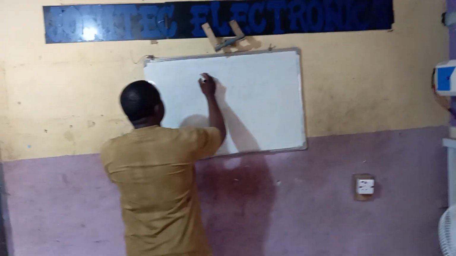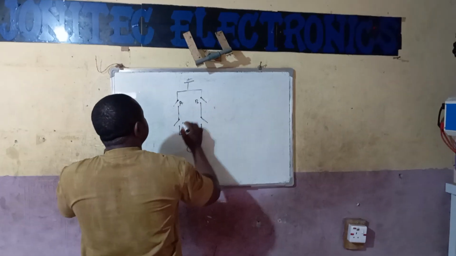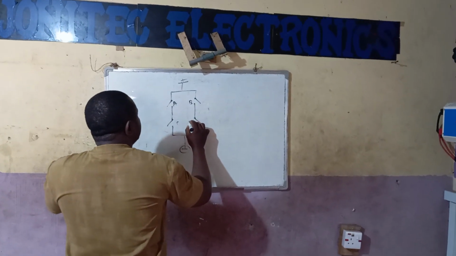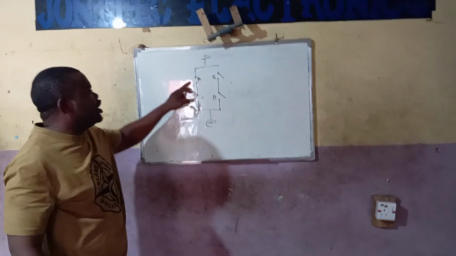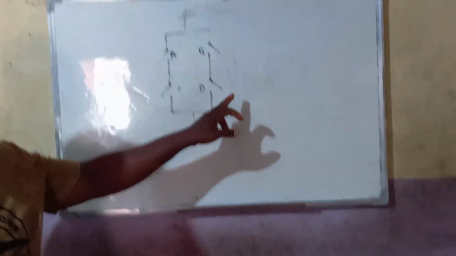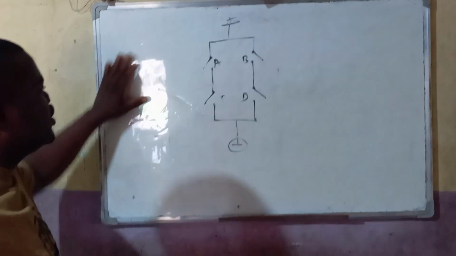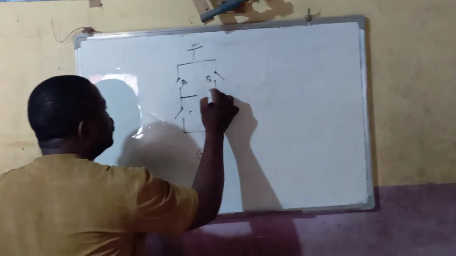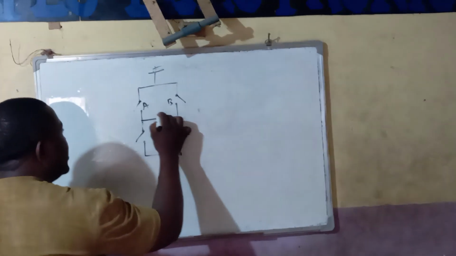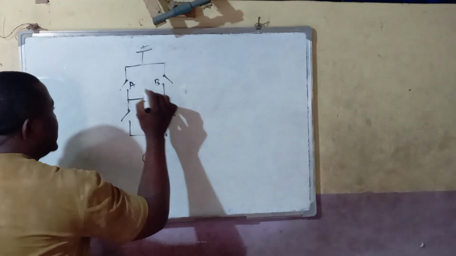I'm about to draw the diagram of the H-bridge arrangement. We have four switches here: switch A, switch B, switch C, and switch D. These four switches are meant to control only one load. This load here, I'll call it L.